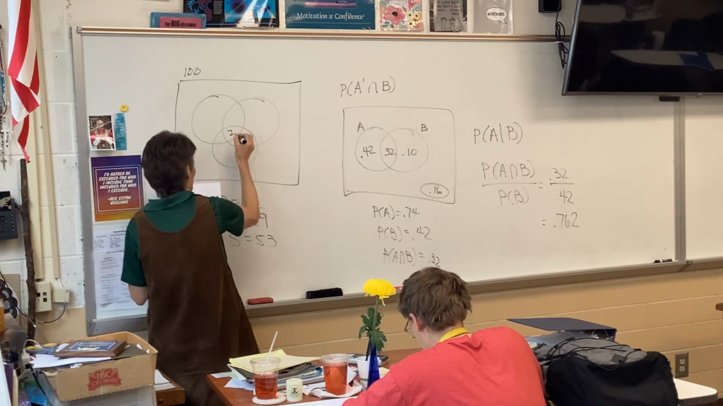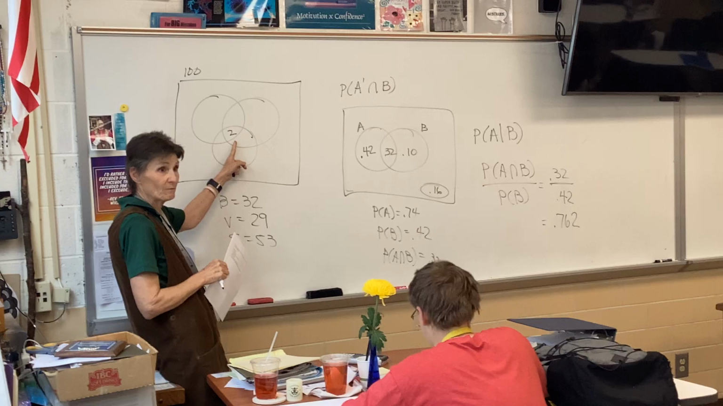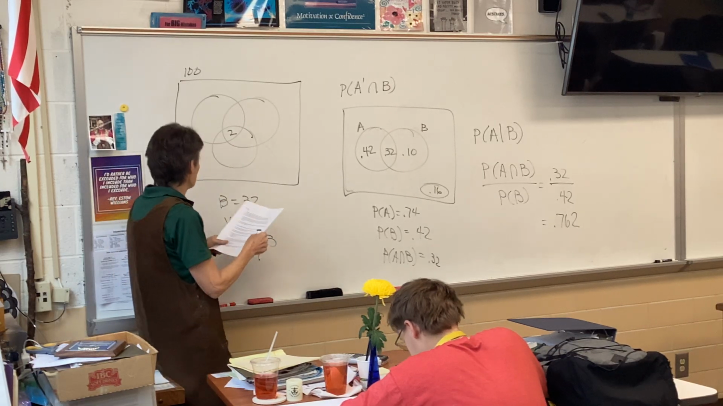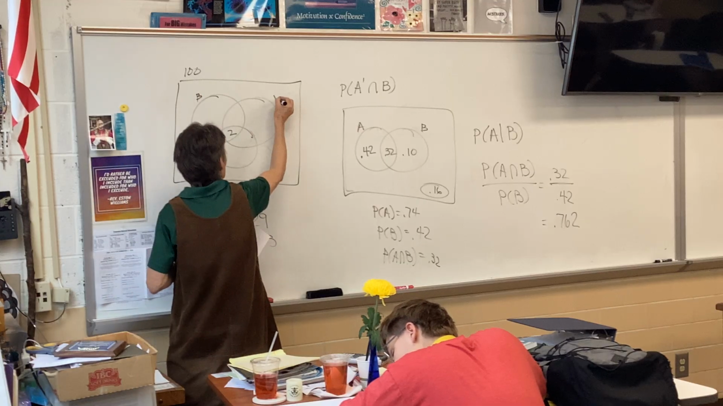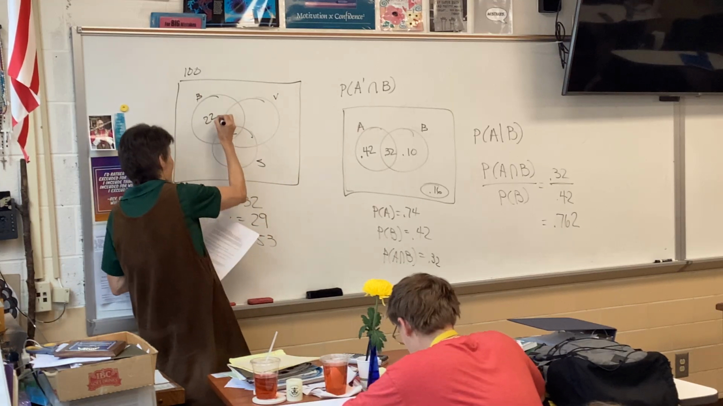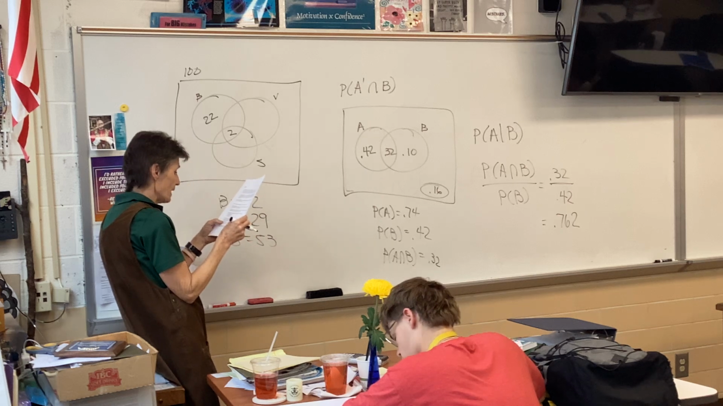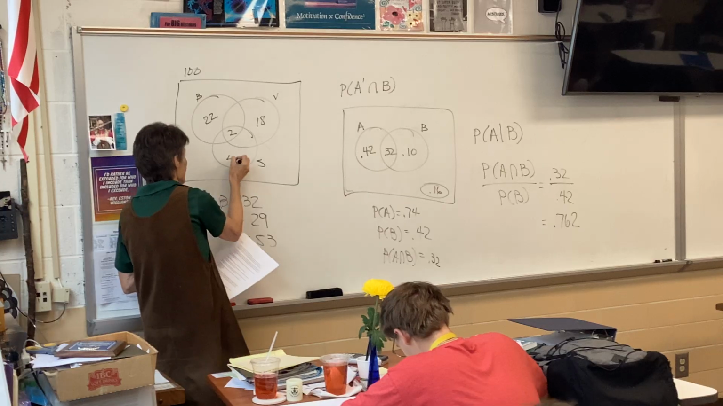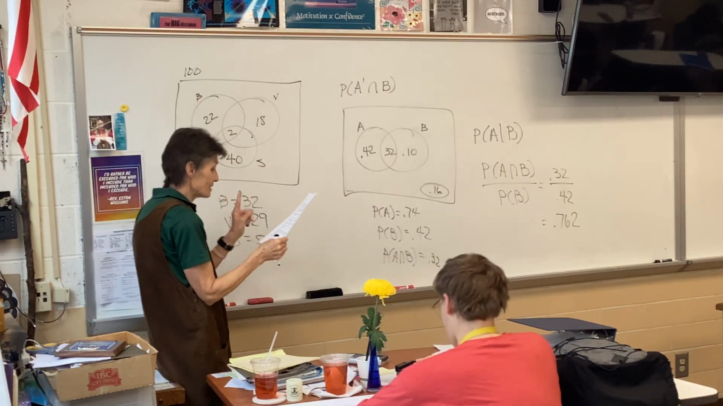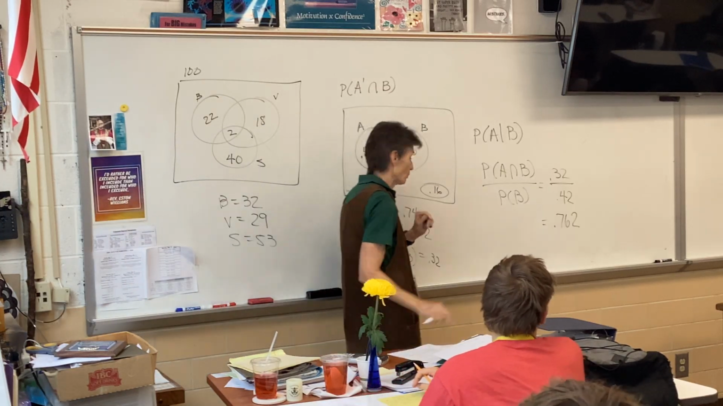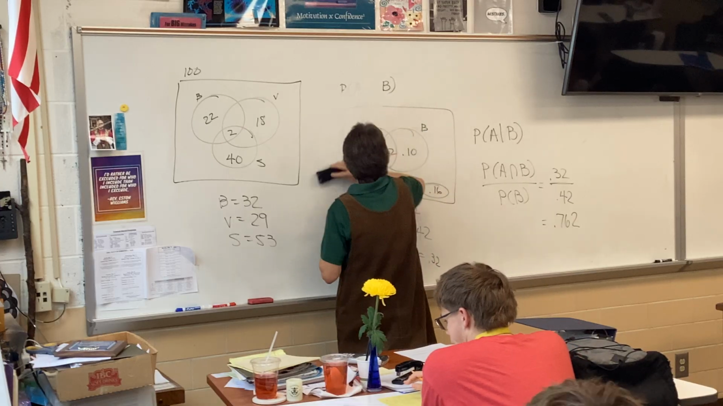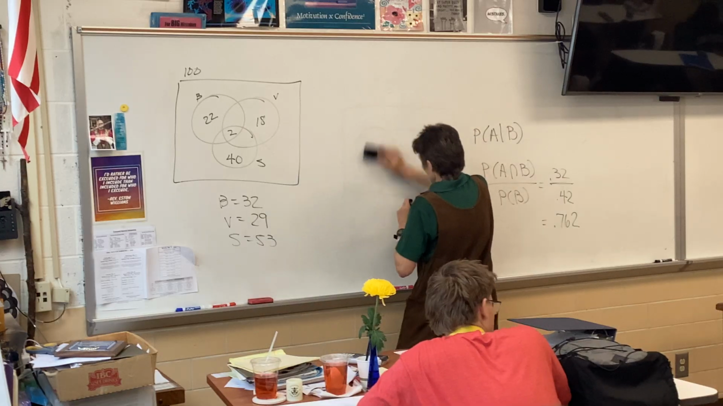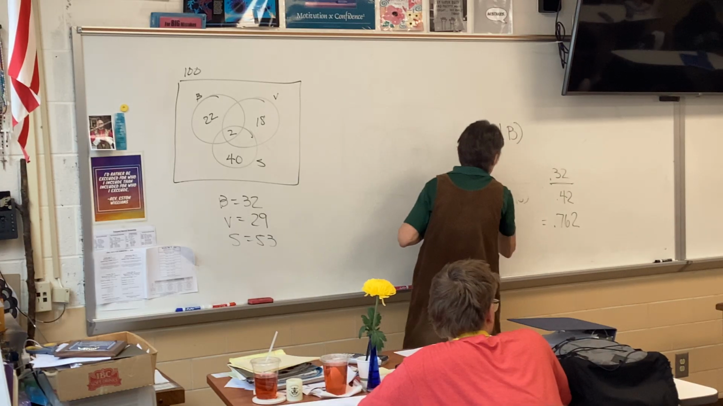2 of them like all 3 sports, so that number we can fill in. 22, like only basketball. 18, like only volleyball. And 40, like only soccer. So at this moment, those are the only numbers that can go in our Venn diagram. We're gonna have to figure out all the rest of them. So who remembers how we did that yesterday?